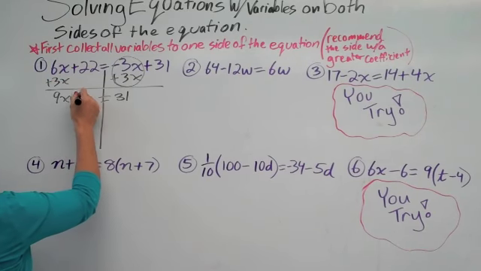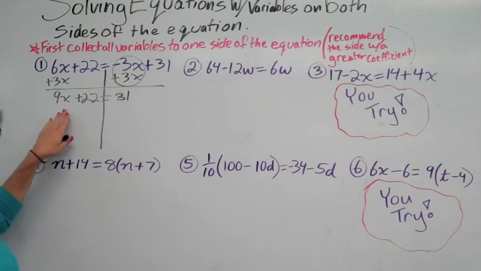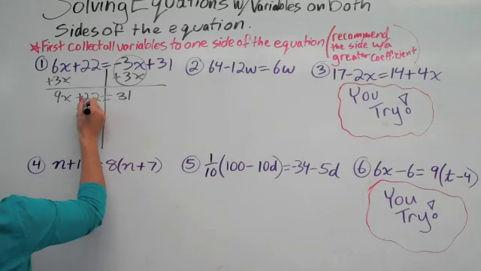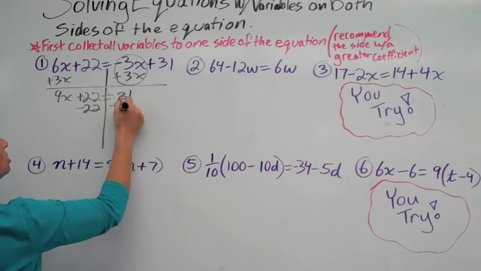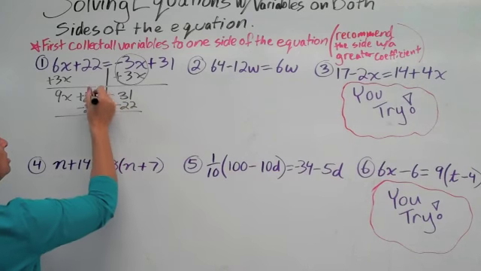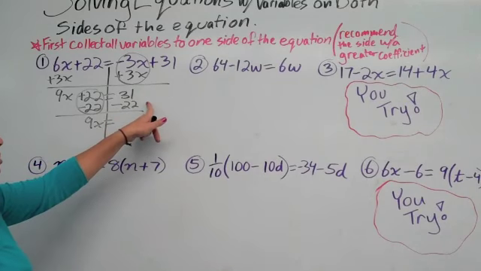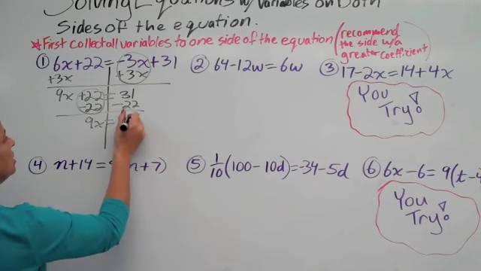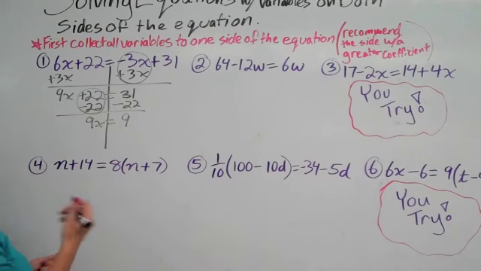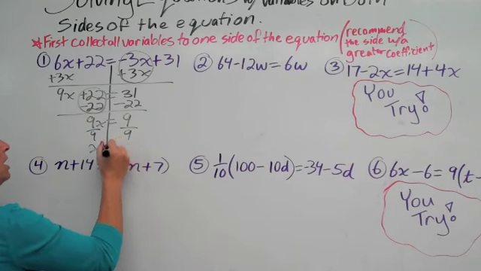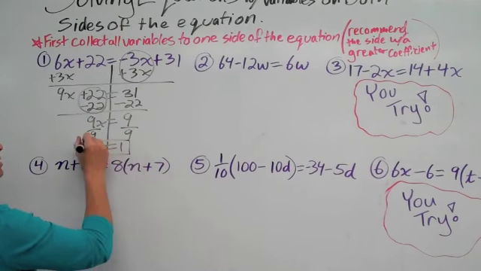And I also have a 22. Still want to get the variable by itself, so we get rid of that 22. That second term, subtract 22 on both sides of the equation. I am left with 9x equals 31 minus 22 is 9. And my last step is to get x by itself. Divide by 9, divide by 9. And I get that x equals 1.